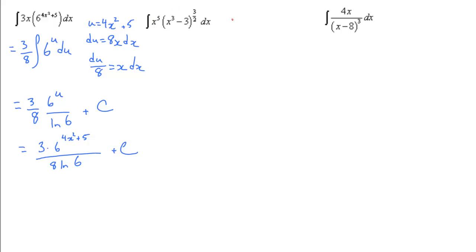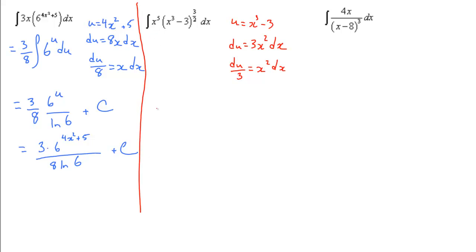So we'll start by saying yes, let us try to make u equal to x cubed minus 3. And du gives us 3x squared dx, and if we divide by 3 then we get x squared dx. So we can get rid of x squared dx, but that leaves us x cubed left over. So let's see what we can do with that.